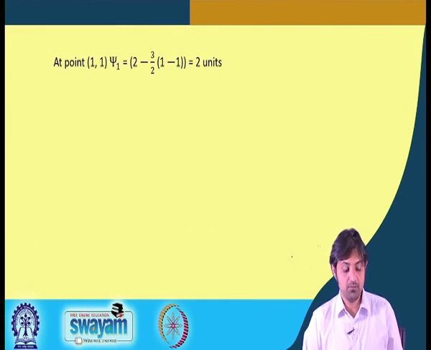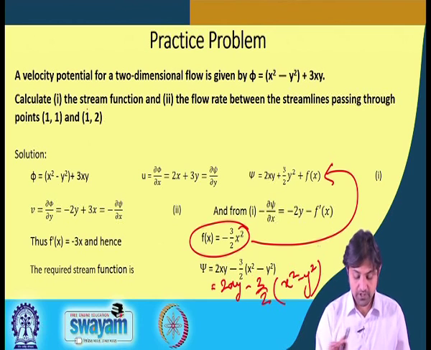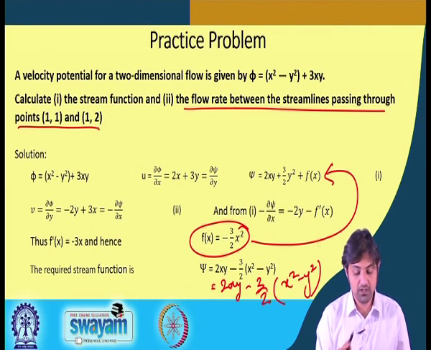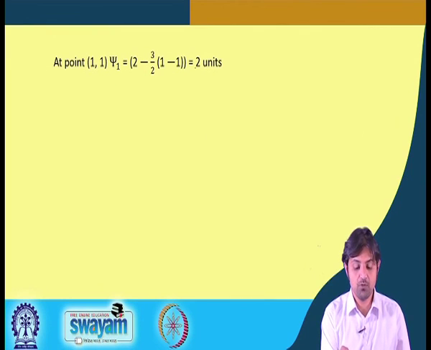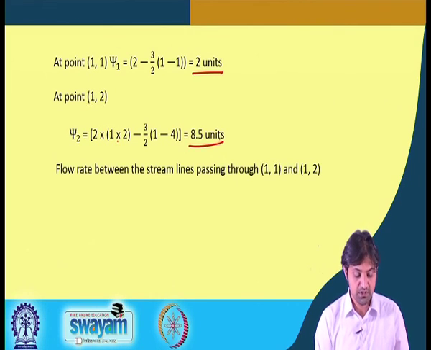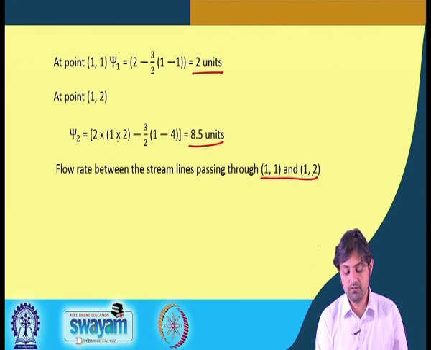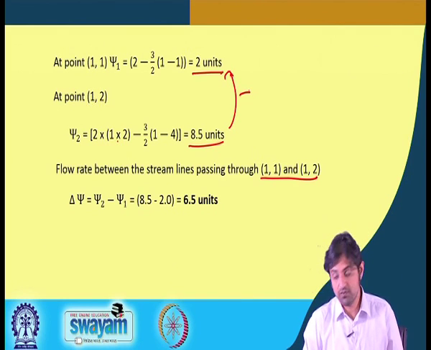Now we are given the points. The second question was, having calculated the stream function, the flow rate between the streamlines passing through the points 1 1 and 1 2. At point 1 1, psi 1, just substituting the value of 1 comma 1, will be 2 units. At point 1 comma 2, psi 2, substituting 1 comma 2 in the psi that we have obtained, gives us 8.5 units. The flow rate between the streamlines will be the difference of this, and this is going to give us 6.5 units.